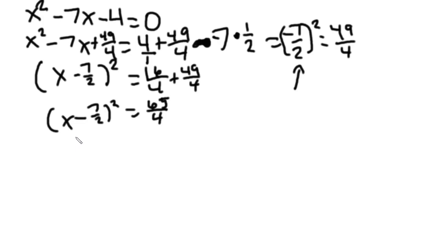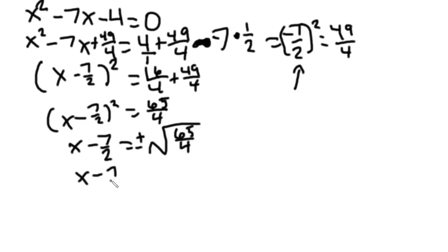Now we want to take the square root of both sides. So that's x minus 7/2 equals plus or minus the square root of 65 over 4. 65 is not a perfect square, and there are no perfect squares inside of 65. So it stays inside the square root no matter what. However, the 4 on the bottom is a perfect square, so we can take that square root and pull it out. So I have x minus 7/2 equals plus or minus the square root of 65, and then outside the square root I have over 2.